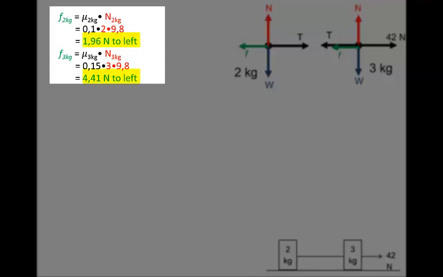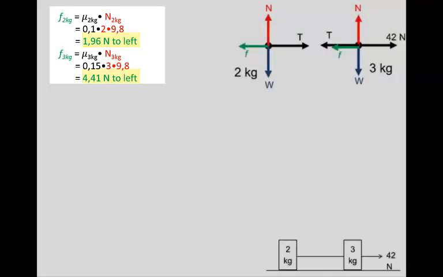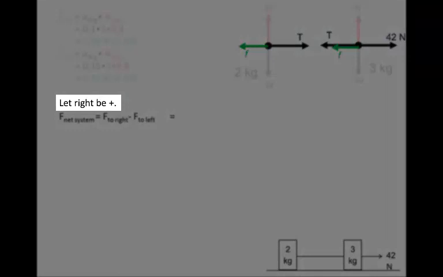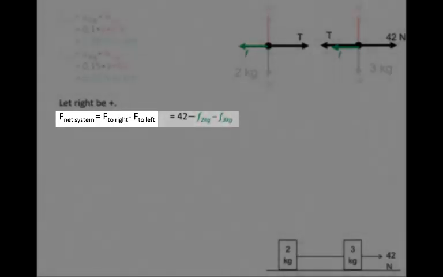In both cases, friction is acting to the left because the system is moving to the right, and whenever an object moves, it experiences friction in the opposite direction to its motion. We choose the right direction to be positive. The net force acting on the system is the vector sum of all the forces acting. Vertically, we don't need to worry because those forces are in equilibrium. So we only focus on the horizontal forces. So we take all the forces acting to the right and subtract away the forces to the left.